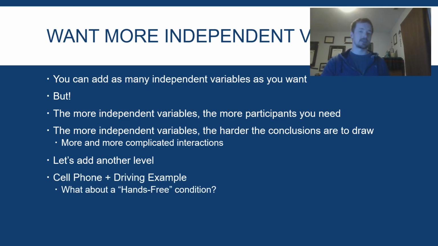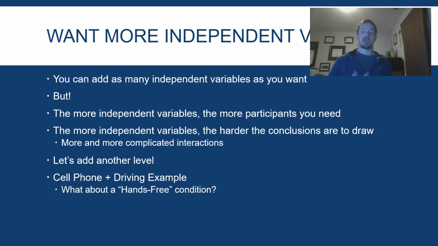let's add another condition. Let's say you're being ambitious, and now you want to look at young drivers and old drivers, which you may remember was basically just a main effect, right? That young were better or faster than older folks, and that the people on cell phones were slower than people who were not on cell phones. So now we're going to have a little bit of a twist. We're going to have basically cell phone, hands-free, and no cell phone.